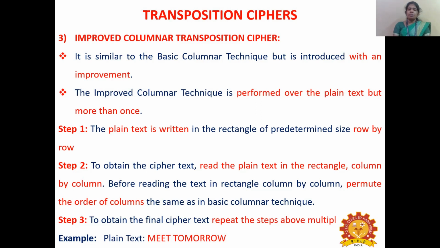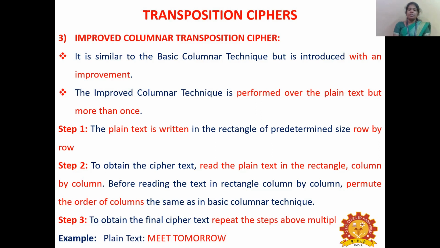It is similar to the basic columnar technique, but it is introduced with an improvement. The improved columnar technique is performed over the plain text more than once. As I already told, you are going to perform this technique more than once. If you wish, you can perform it up to n equal to 20 or 25 times. If you proceed multiple times, you will get a difficult ciphertext from the plain text, which is very difficult for the cryptanalyst to break.